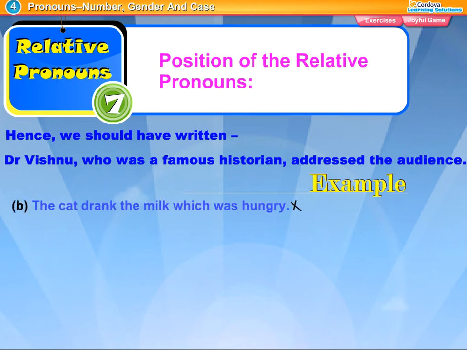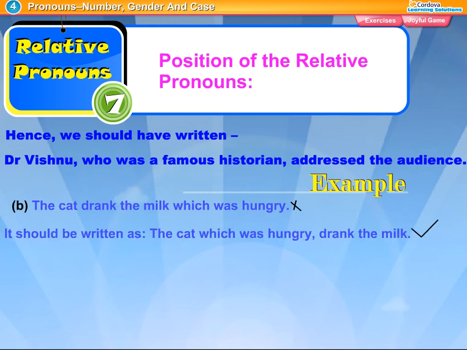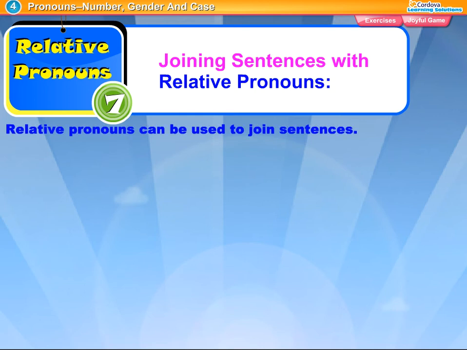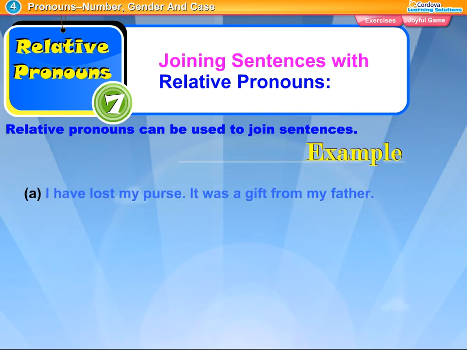The cat drank the milk, which was hungry. Incorrect. It should be written as, the cat, which was hungry, drank the milk. Correct. Joining sentences with relative pronouns. Relative pronouns can be used to join sentences. Examples: A. I have lost my purse. It was a gift from my father. I have lost my purse, which was a gift from my father.